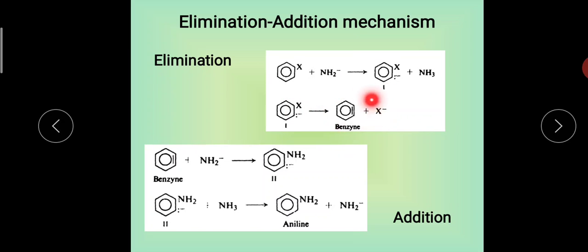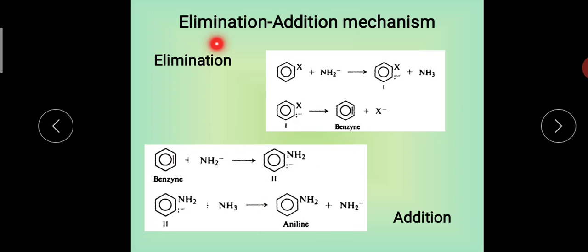Okay, and that is how a benzyne intermediate is formed. Okay, so in the second step, what happens is your benzyne adds the nucleophile, giving rise to a carbanion intermediate again, and that carbanion quickly takes up the proton from the nearby ammonia molecule and gives you your substituted product.